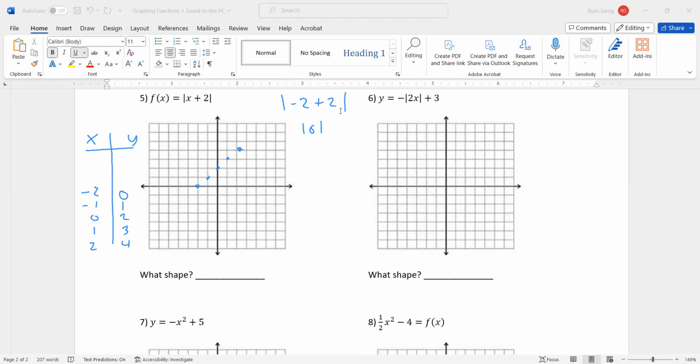But let's go a little further with the negatives. -3, -4. What's -3 plus 2? Well, that's -1. But the absolute value of -1 is the distance from 0. It's 1. -4 plus 2 is -2. The absolute value of -2 is 2. Let's plot those. -3, 1. -4, 2. It changed direction.